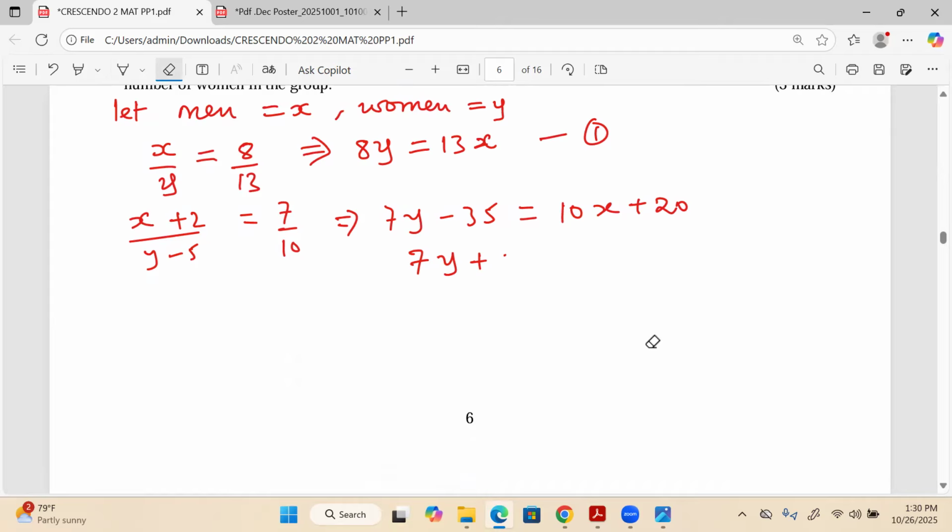Let me check something with my eraser. Checking something with my eraser.